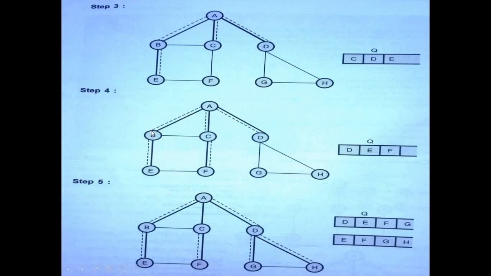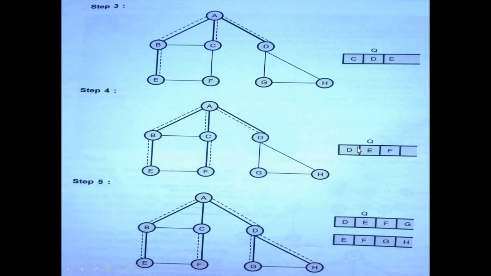After writing F in this Q, if we have explored B and C, then we have to explore our third vertex, which is D. If we explore D, then its adjacent vertices are G and H. So we will add G and H into our Q. After exploring G and H, our B, C and D, three vertices, are totally explored.